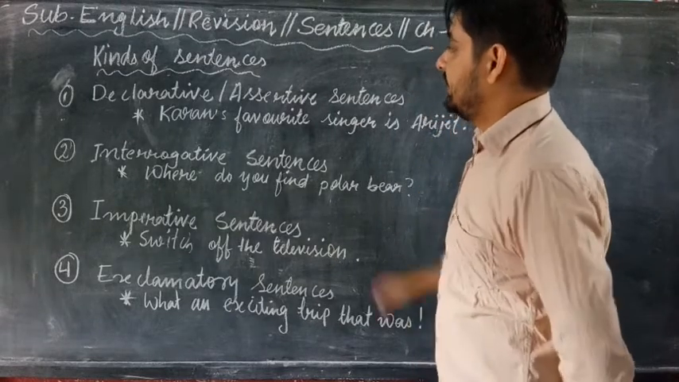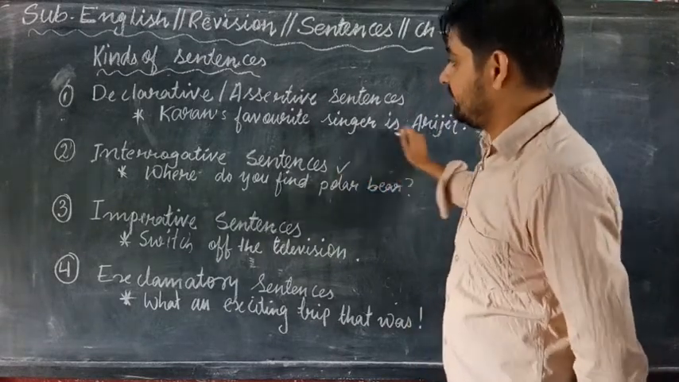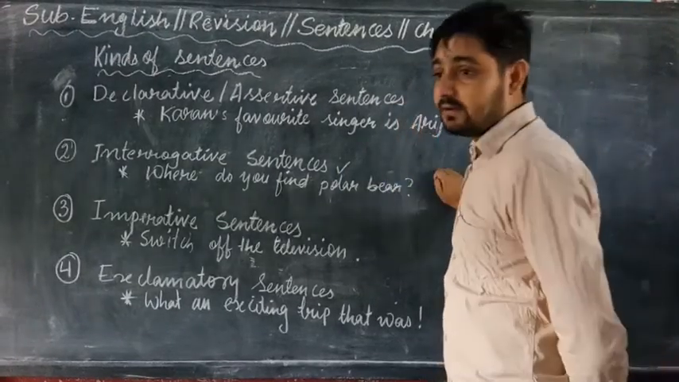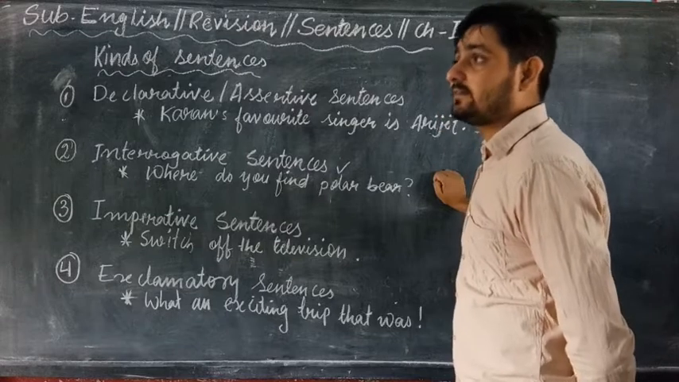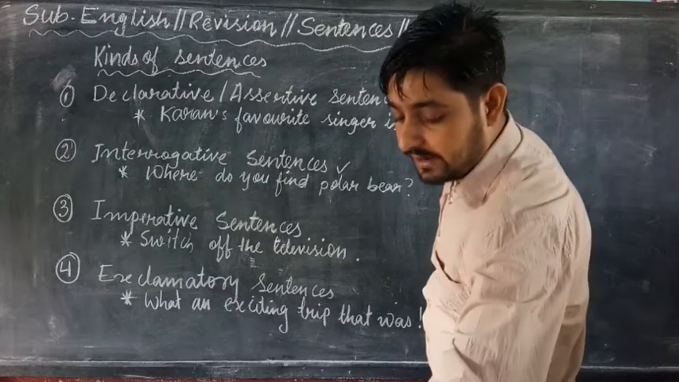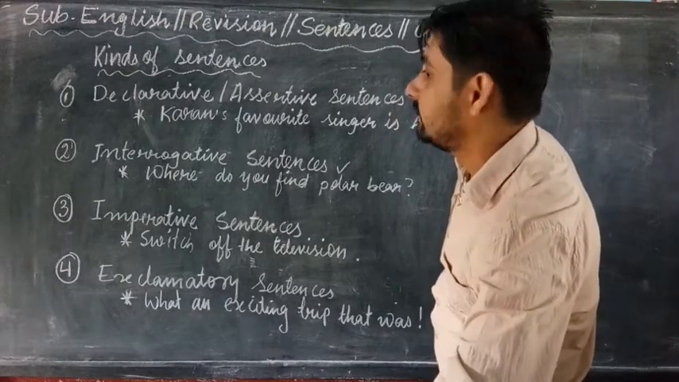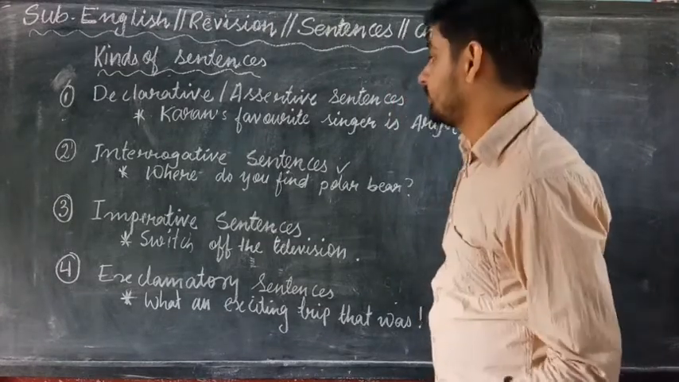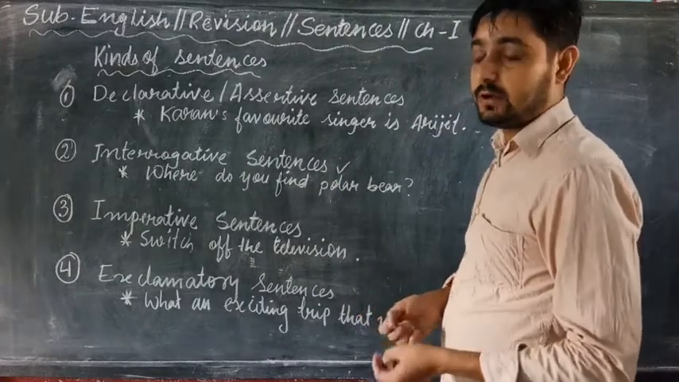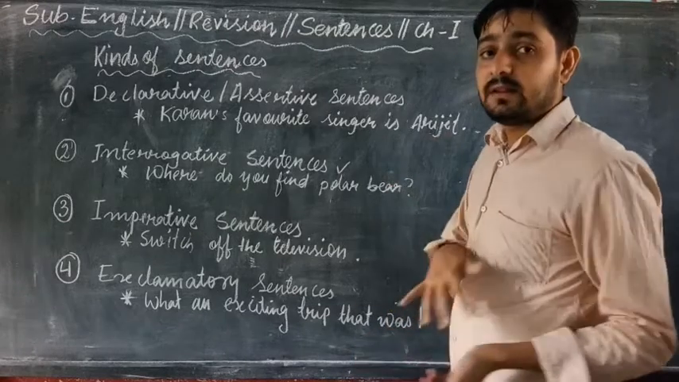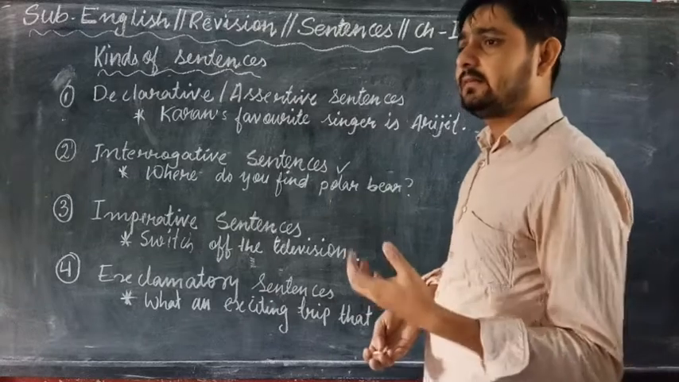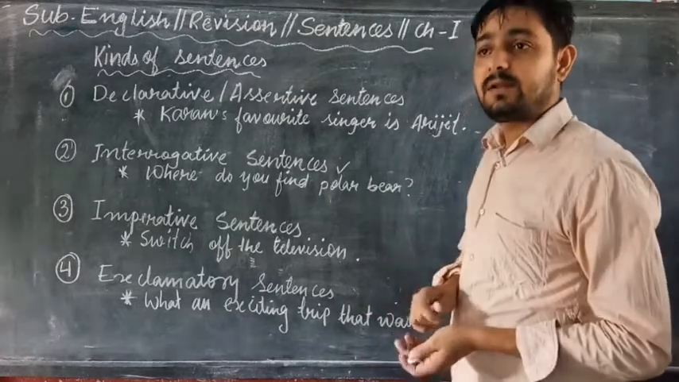Then the second kind of sentence that we have is interrogative sentences. Interrogative sentences, what is it? Asking a question, that is called an interrogative sentence. Like, how old are you? What is your name? Where are you going? All these come in interrogative sentences. When you ask something, then it comes in interrogative sentences.